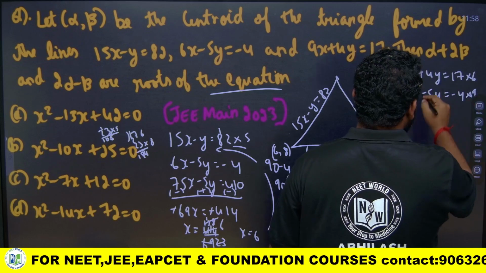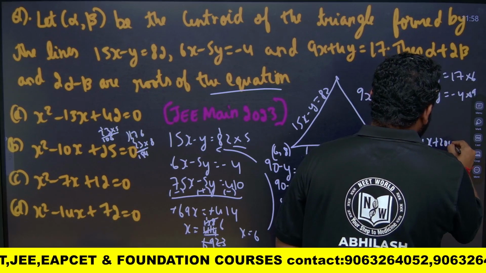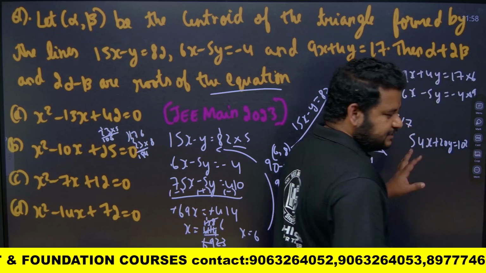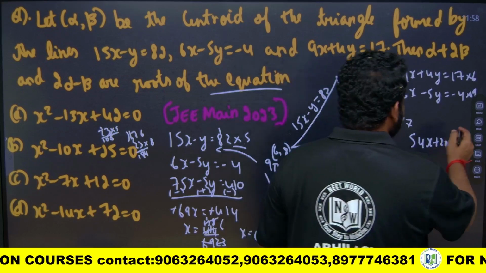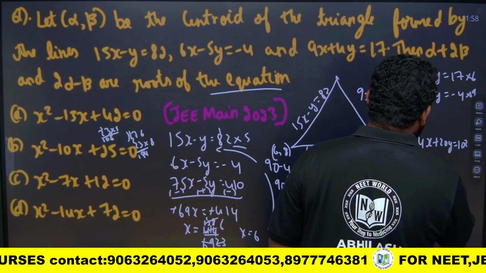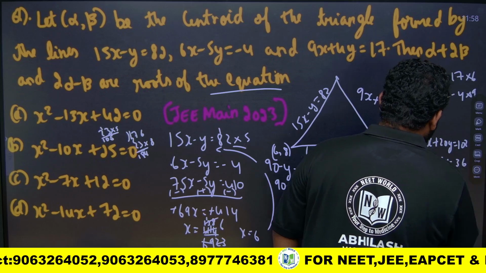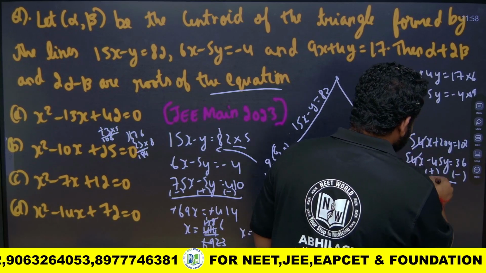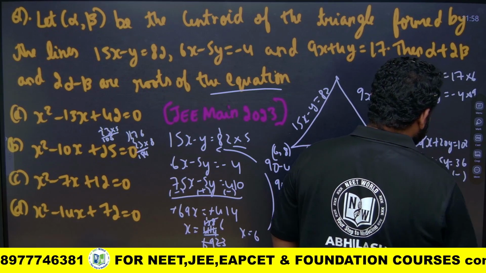So what will I get? 6 9s are 54x, 6 4s are 24y, 17 6s are 102. I am solving this equation to get the coordinates of the point. 9 6s are 54x, 9 5s are 45y, 9 4s are 36. Now solve this. This cancels, and the y terms add up to 65y, and this will be 102 minus 36.